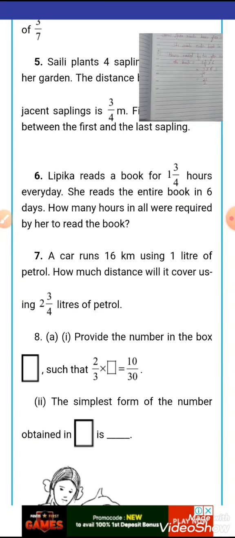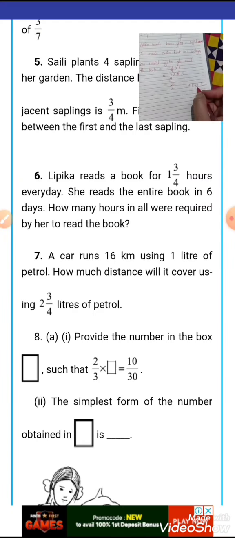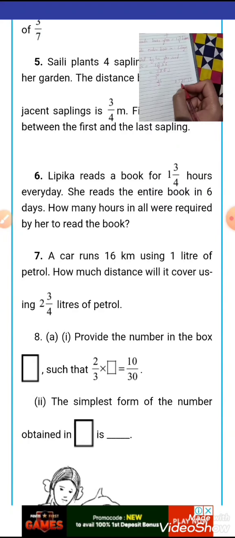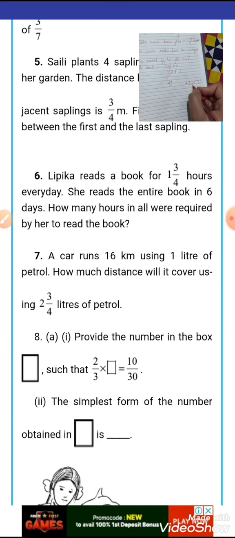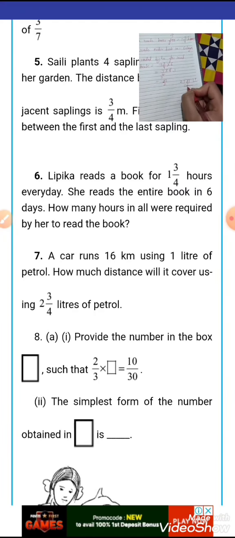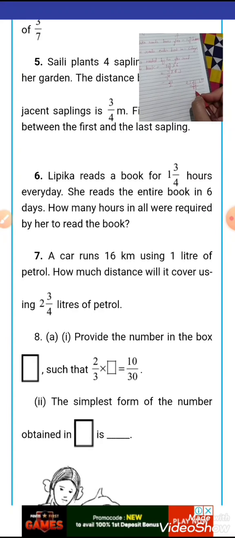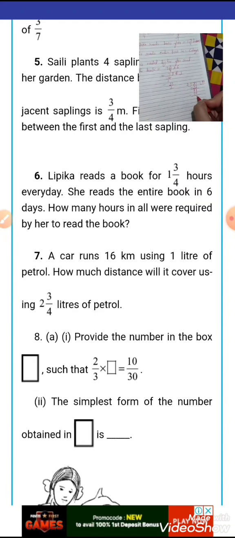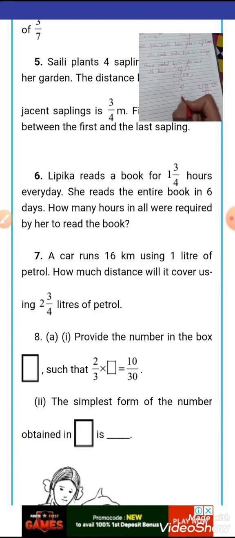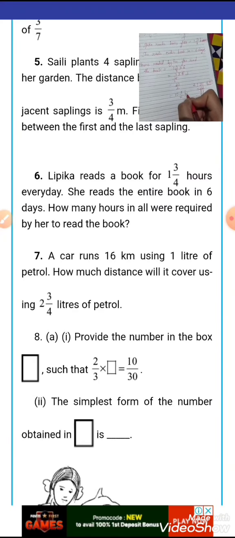Now reduce this improper fraction into a mixed one. For this we divide 21 by 2. 2 tens are 20. So we have 10 whole 1 upon 2 hours.